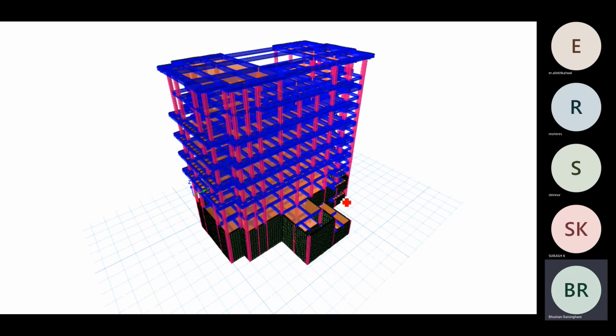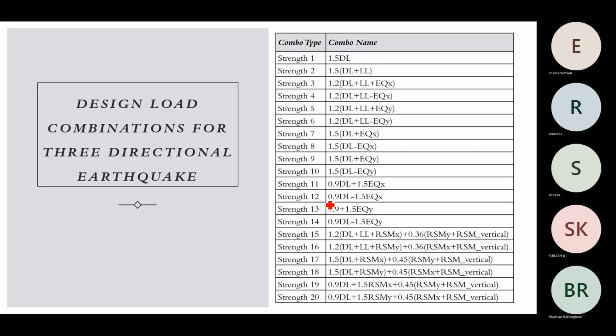Similarly, for different types of buildings, what are the load cases for vertical and horizontal earthquake? Three-dimensional earthquake, design load case combinations for three-dimensional earthquake. So 1.5 dead load, 1.5 dead load plus live load, earthquake in X 1.2 plus minus, earthquake in Y 1.2 plus minus, then 1.5 dead load plus minus 1.5 earthquake in Y plus minus, then again plus and minus X and Y. So these are the X and Y conditions we have taken.